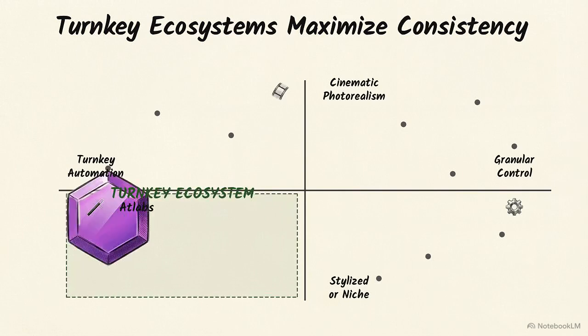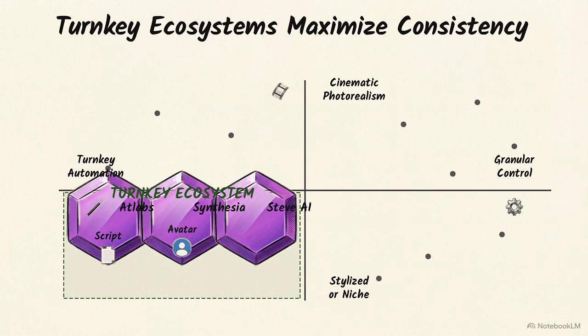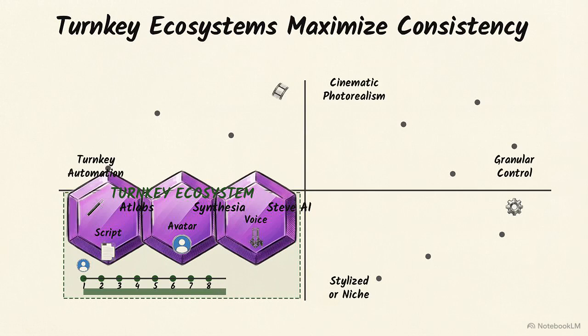This is where we find platforms like AtLabs, Symphasia, and Steve AI. These are the turnkey ecosystems. You give them a basic prompt, and the platform handles the script generation, selects the avatars, and applies the voiceovers automatically. The massive advantage here is consistency. A character will wear the same outfit in Scene 1 and Scene 12. Plus, your audio tracks are perfectly integrated in minutes.